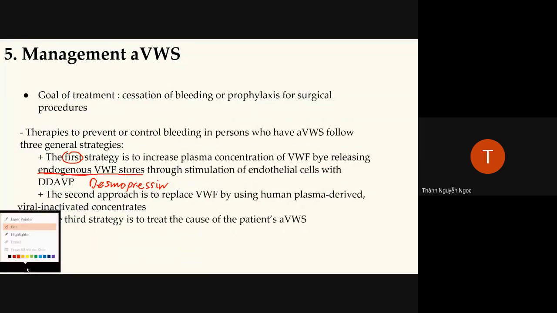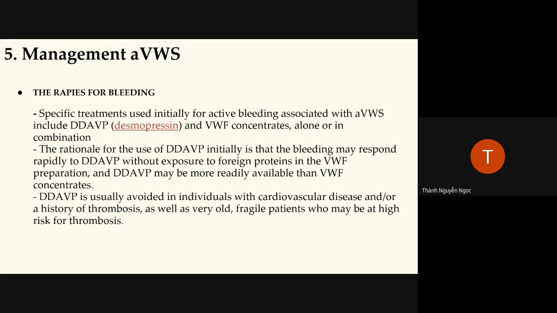And the second approach is to replace VWF by using human plasma-derived viral inactivated concentrates. The third strategy is to treat the cause of the patient's aVWD. Next. Therapies for bleeding. Specific treatment used initially for active bleeding associated with aVWD include DDAVP, desmopressin, and VWF concentrates alone or in combination.